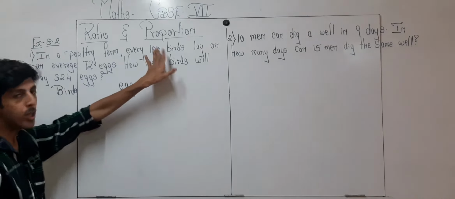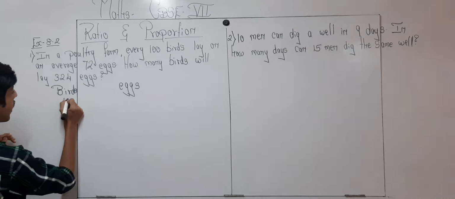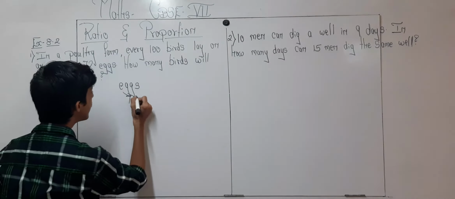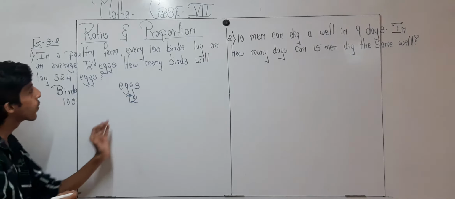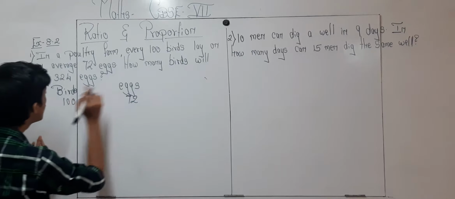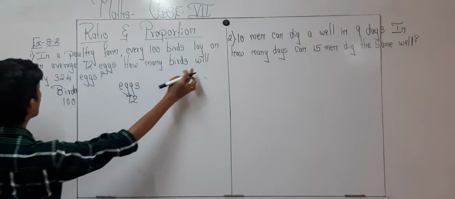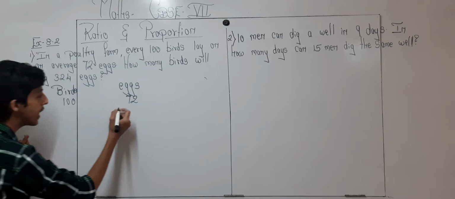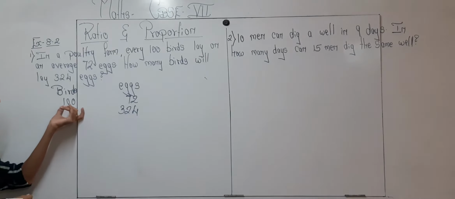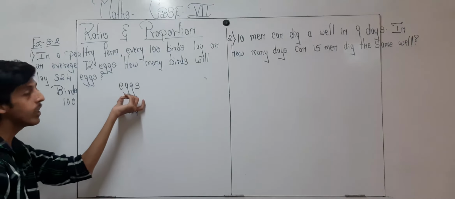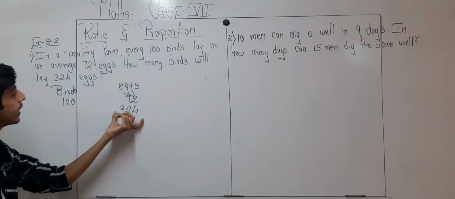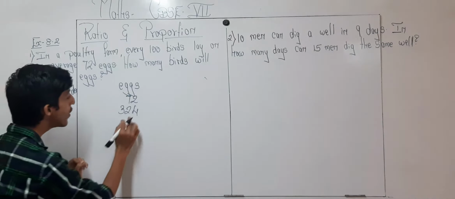Okay, how many birds are there? 100 birds are there, and how many eggs are they giving? 72 eggs. Okay, how many birds? We have to find the number of birds that will lay 324 eggs. So how many eggs are there? 324. See over here, when there were 100 birds, they were giving 72 eggs. But how many birds might be there if they are giving 324 eggs?